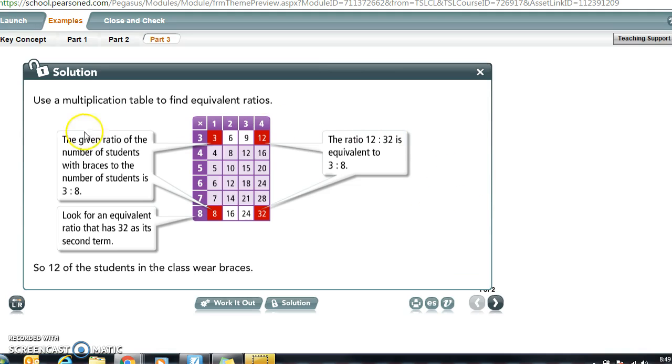Again, here's another way to look at the situation. Use a multiplication table to find equivalent ratios. The ratio 12 to 32 is equivalent to 3 to 8. So 12 to 32 in simplest form is 3 to 8. The given ratio of the number of students with braces to the number of students is 3 to 8. Look for an equivalent ratio that has 32 as its second term. So 12 of the students in the class will wear braces.